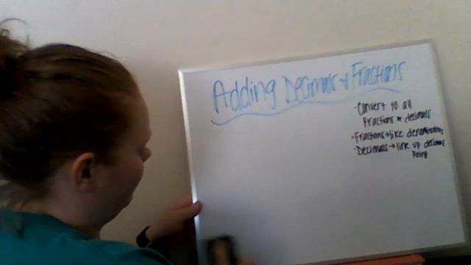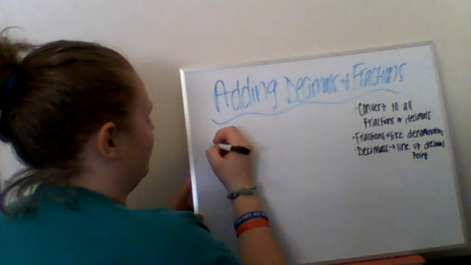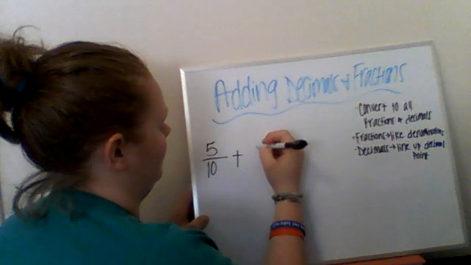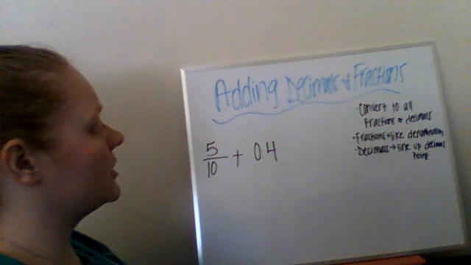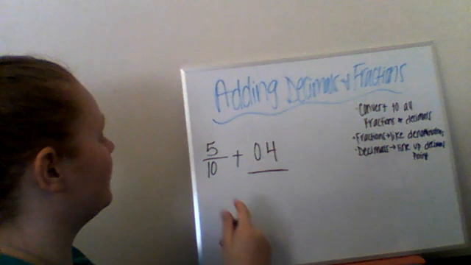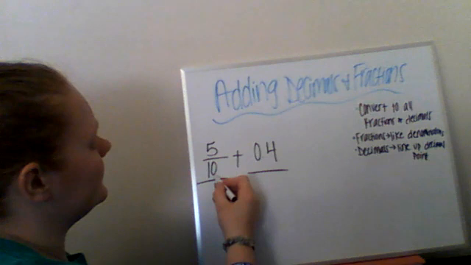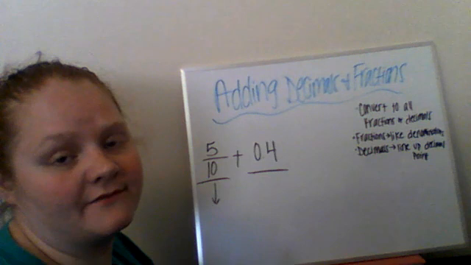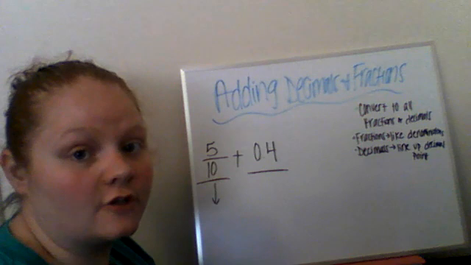Okay, so if I was to give you the example, let's do 5/10, and I want you to add 4/10. Okay, so if I convert to all decimals, I'm going to keep this decimal, but now I'm going to have to worry about this fraction and turn that into a decimal. Well, if you look right here, tenths is our denominator. Okay, so what that tells me is I'm going to have one place value after my decimal, because that place value after the decimal point is our tenths value.